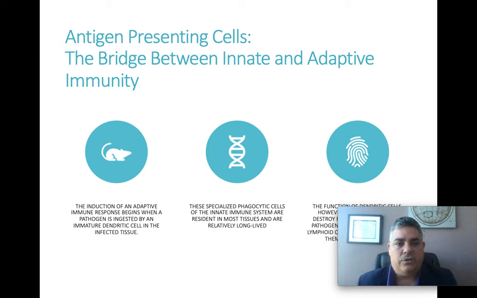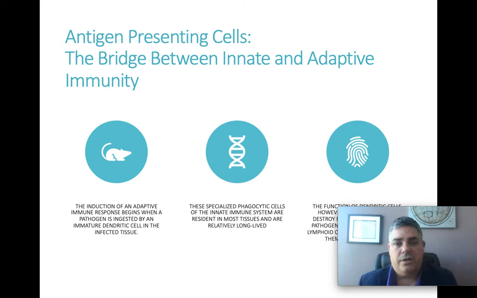I think really important is this notion of an antigen-presenting cell, which is a specialized monocyte. And this is really the bridge between the innate and adaptive immune system. They're designed to induce an adaptive immune response when a pathogen or an antigen is ingested by a monocyte. And then what happens is that monocyte, or specialized phagocytic cell, is able to degrade that antigen and take a piece of a protein that we call an epitope and present it to a T cell. This is really important because this is how the innate immune system communicates and turns on the adaptive immune response.